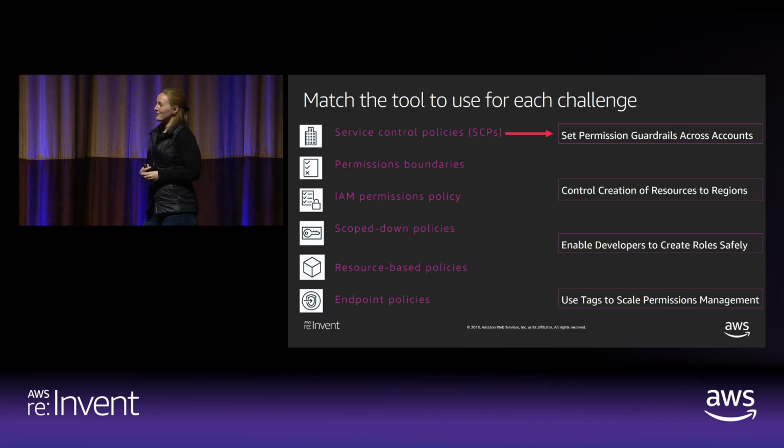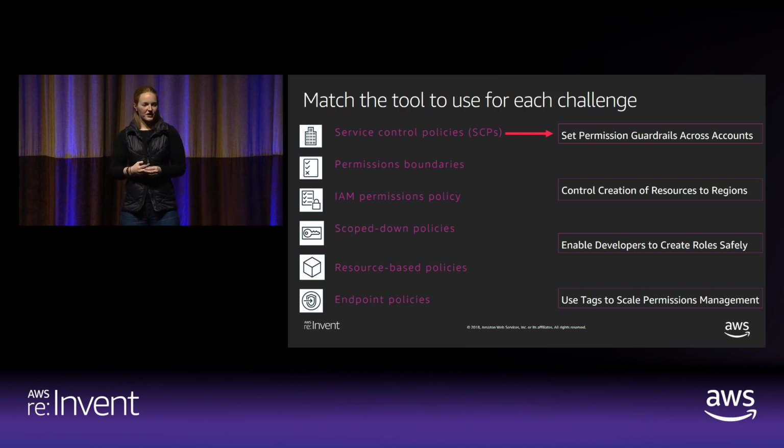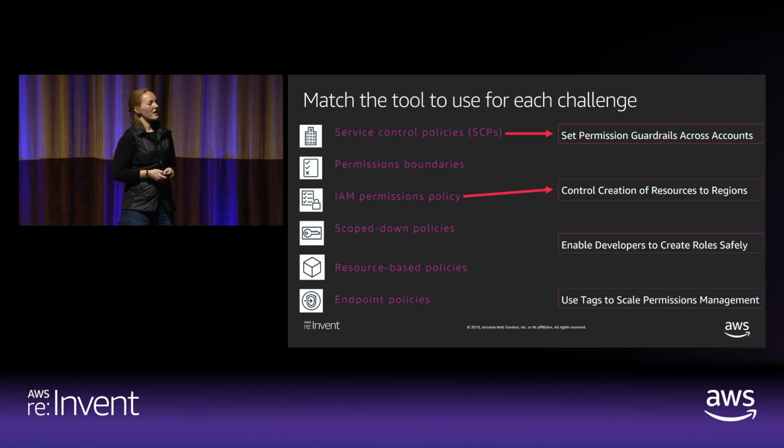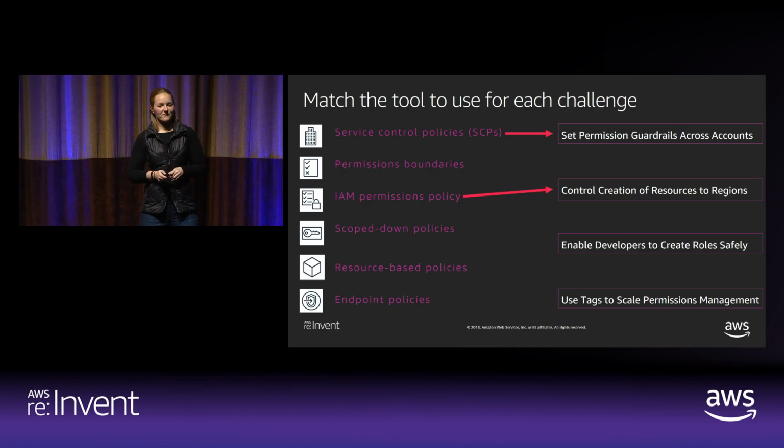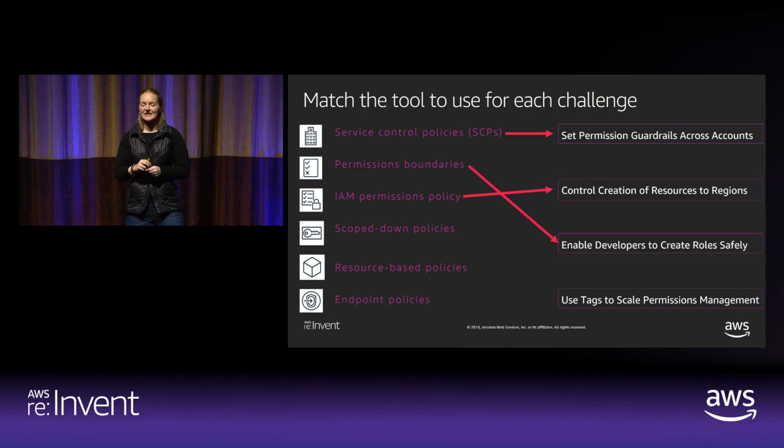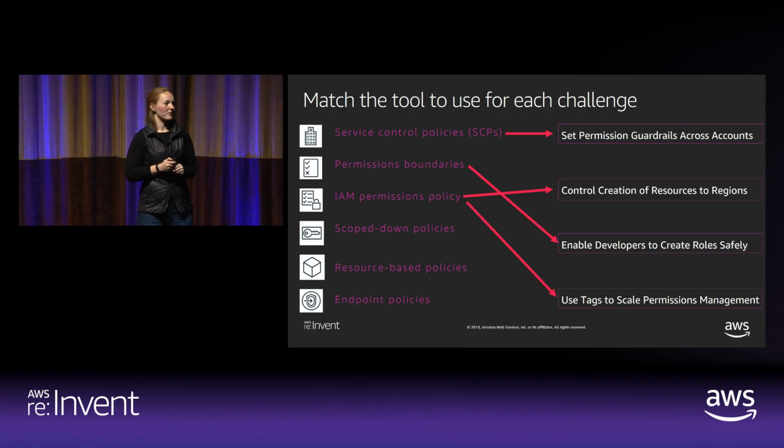Control creation of resources to specific regions. What are you going to use? Not boundaries. It's just going to be a simple permission policy. Enable developers to create roles safely. Boundaries. Yes, that was louder. Awesome. And then finally, use tags to scale permission management. That's also just going to be a permission policy.